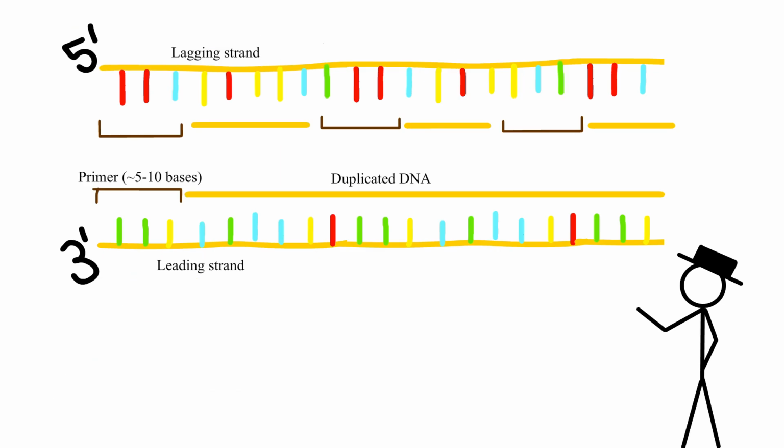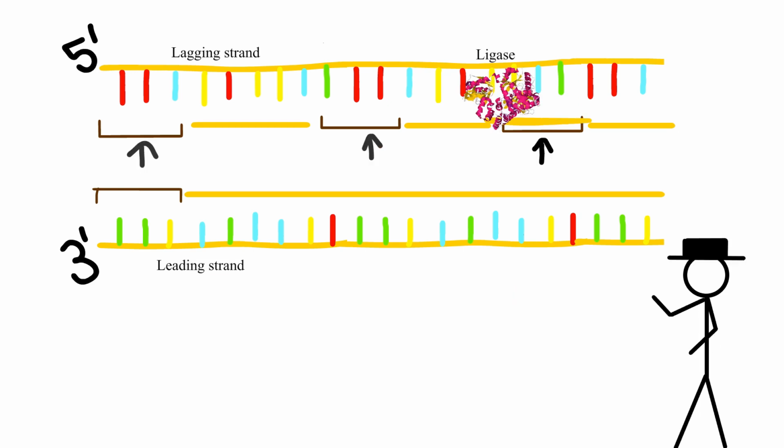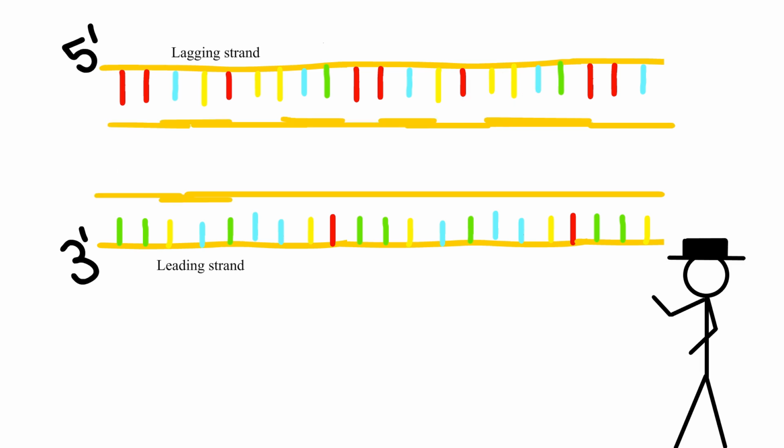In the lagging strand, each primer-induced DNA fragment is denoted as an Okazaki fragment and will have to be glued together by a ligase. Furthermore, each primer in the lagging strand and one primer in the leading strand will have to be converted from RNA to DNA.